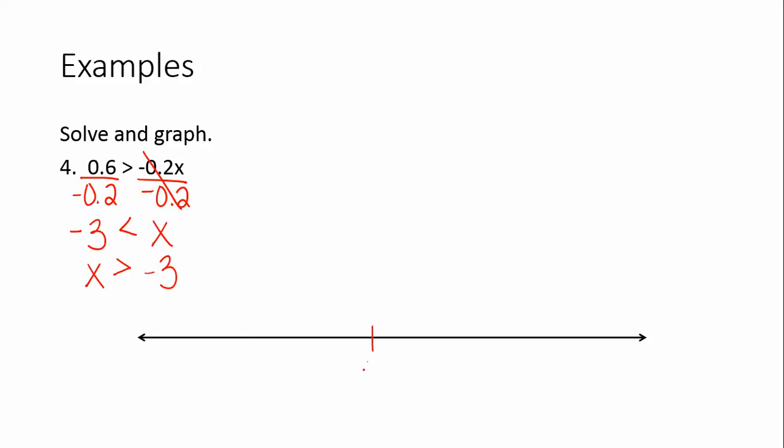So now we plot negative 3 on the number line. We need a number smaller than negative 3 and a number larger than negative 3. We're going to have an open dot at negative 3 because it's just greater than, and we're shading to the right this time.